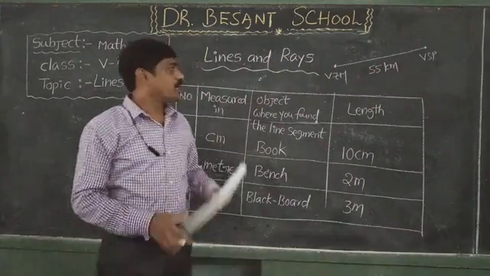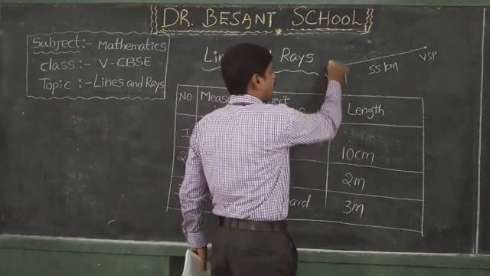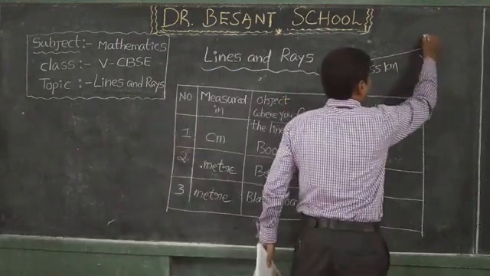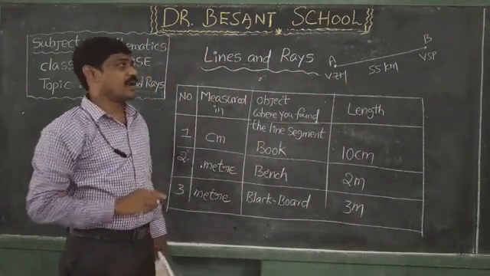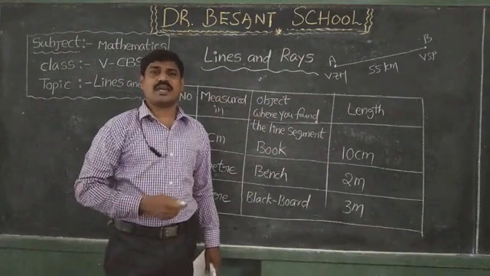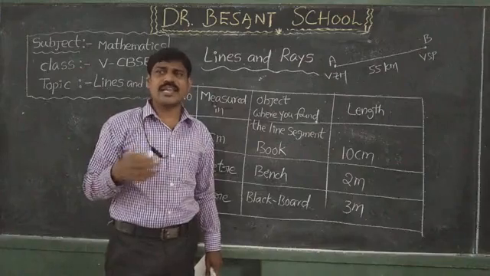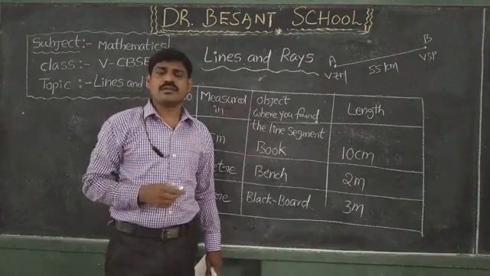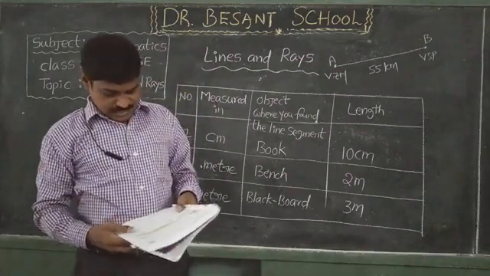Here one endpoint is A and another endpoint is B. The line segment is AB, 55 kilometers. This is the activity. It is your choice, you can write any examples. Think and do it. This is the second one.